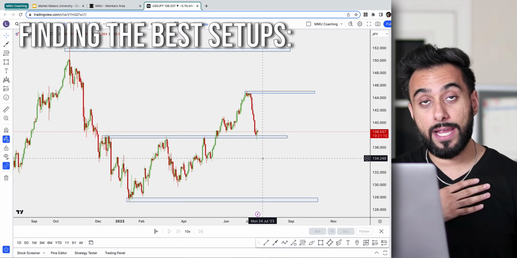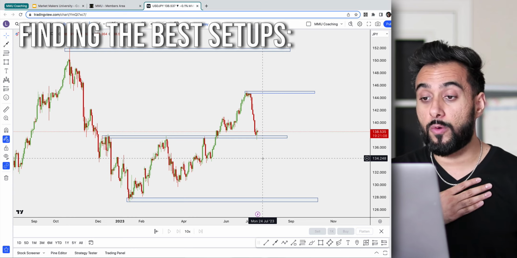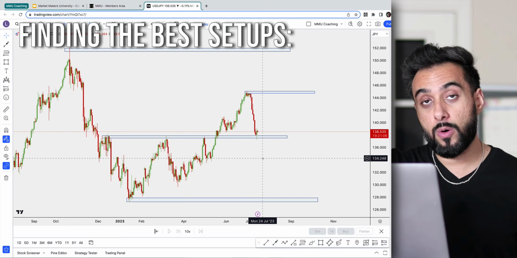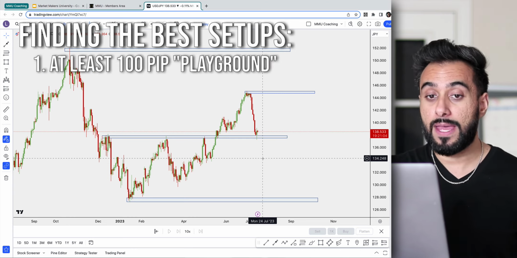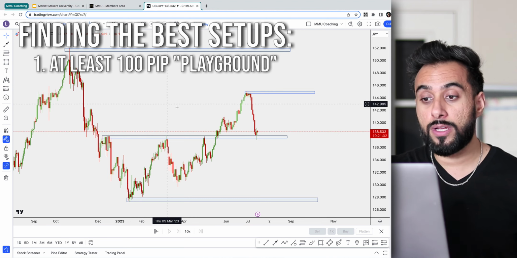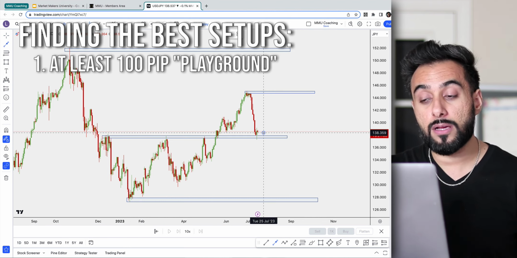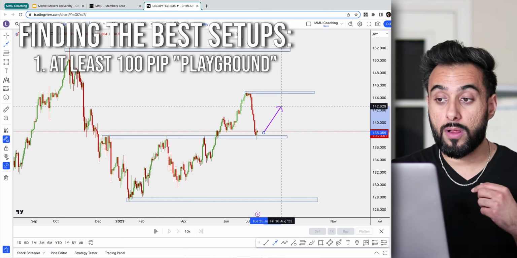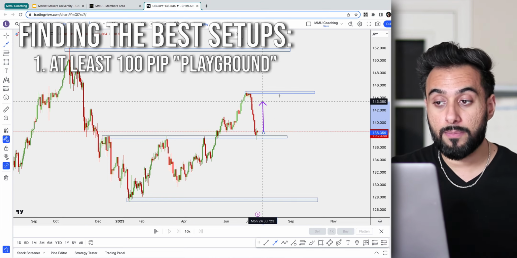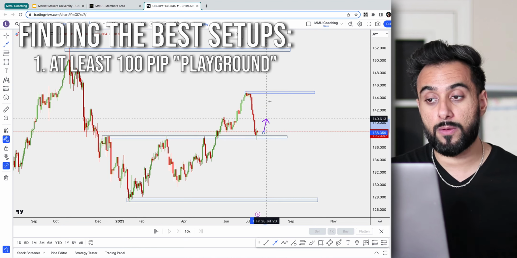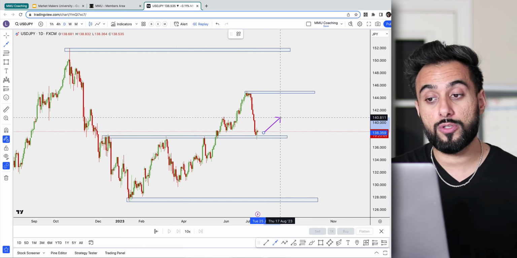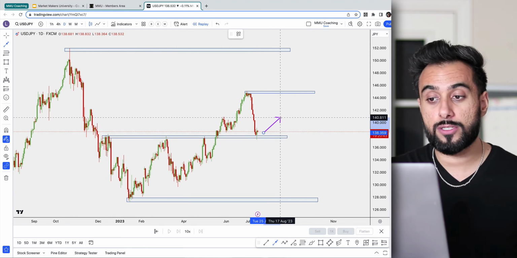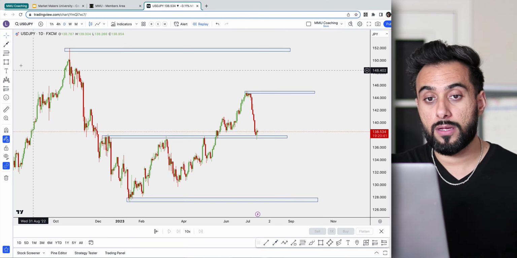The first thing I look for is that the next zone is at least a minimum of 100 pips of distance, which gives me enough breathing room, what I call the playground. The playground must be at least 100 pips, because this right here is where the money is made. If you have two zones that are way too close to each other, then it's not going to be a very good trade for me.